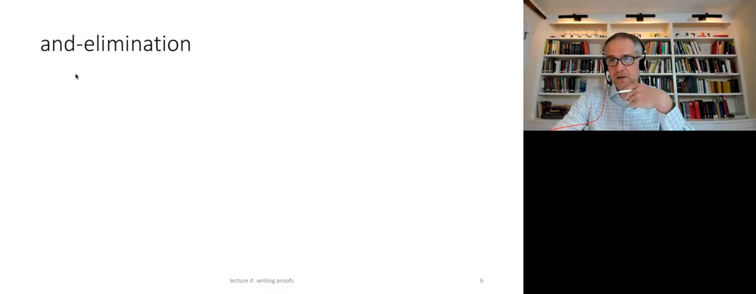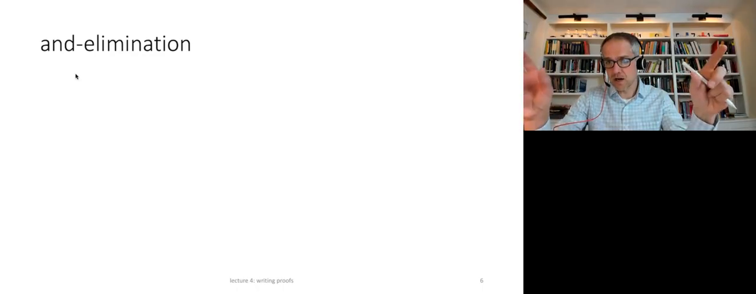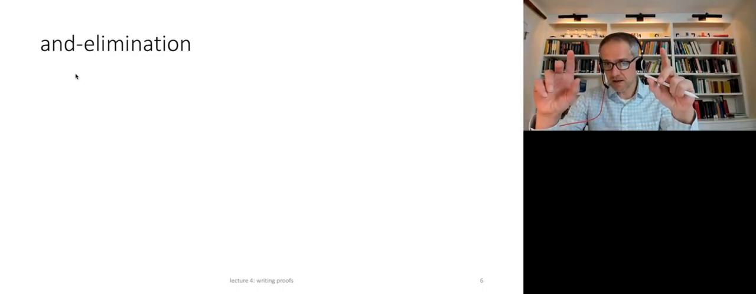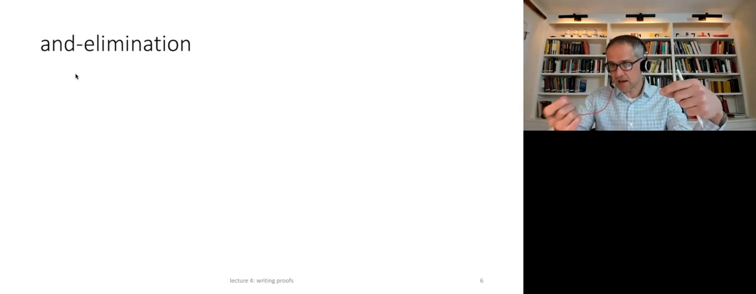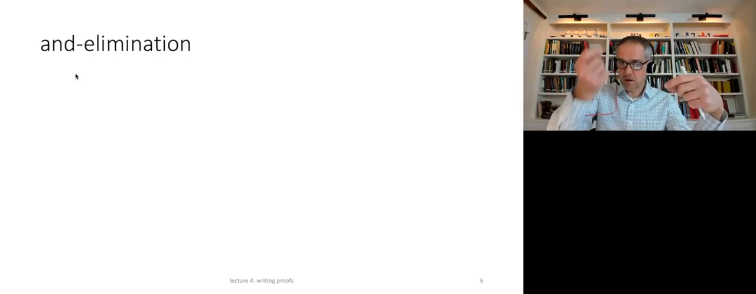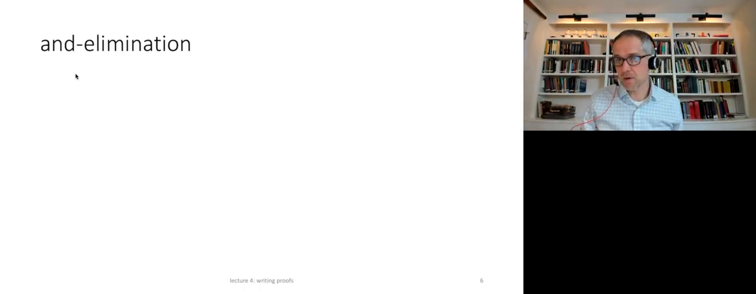It just says if you have already a conjunction, then you may, on a subsequent line, any subsequent line, you may peel off either one of the conjuncts, that is the things that are put together by the conjunction, write it on a subsequent line, justify it by and elimination, always pointing back to the line from which you got it. So I'll write it in a very abstract form here before we go on and use it. Okay, so in an abstract form, it would go like this.